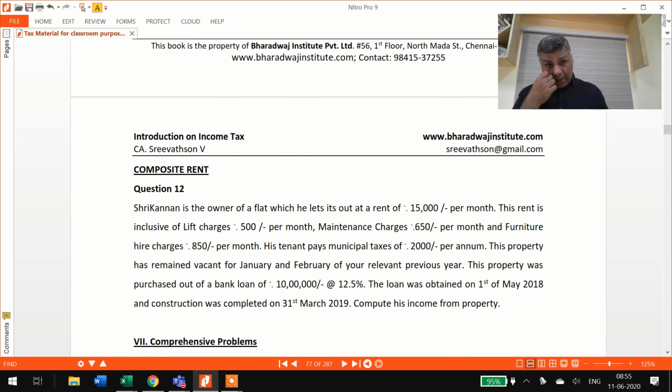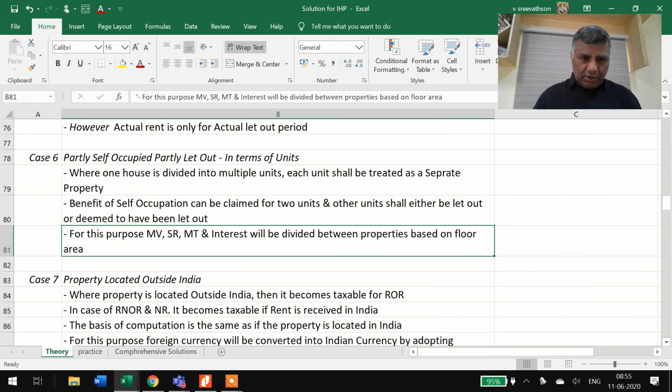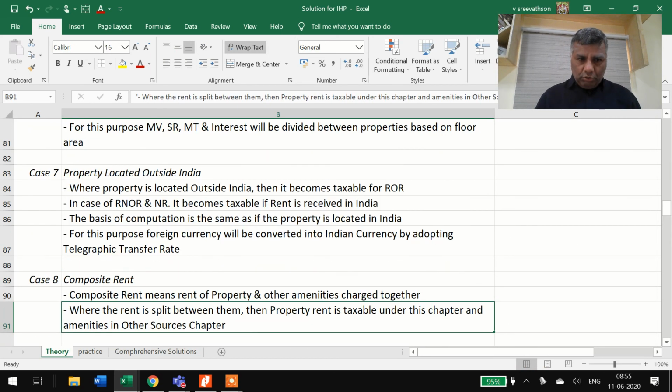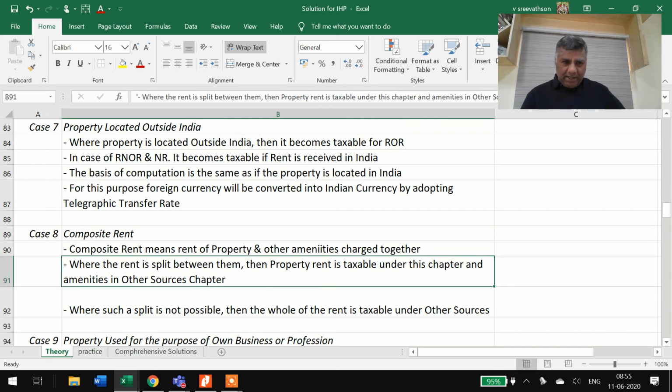Composite rent. Question number 12. Composite rent. So when I go to the theory part of rent for properties and amenities, where the rent is split between them, property rent is taxable in this chapter and amenities go elsewhere. So don't tax amenities here. We are only finding IHP.